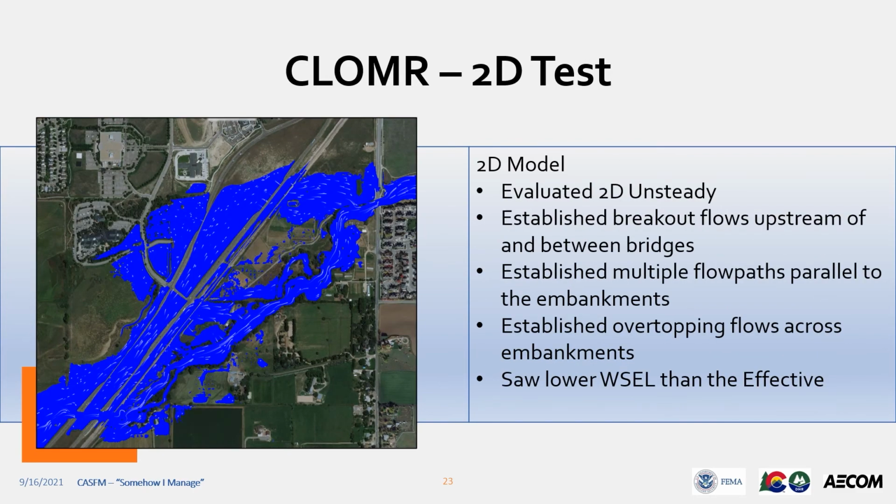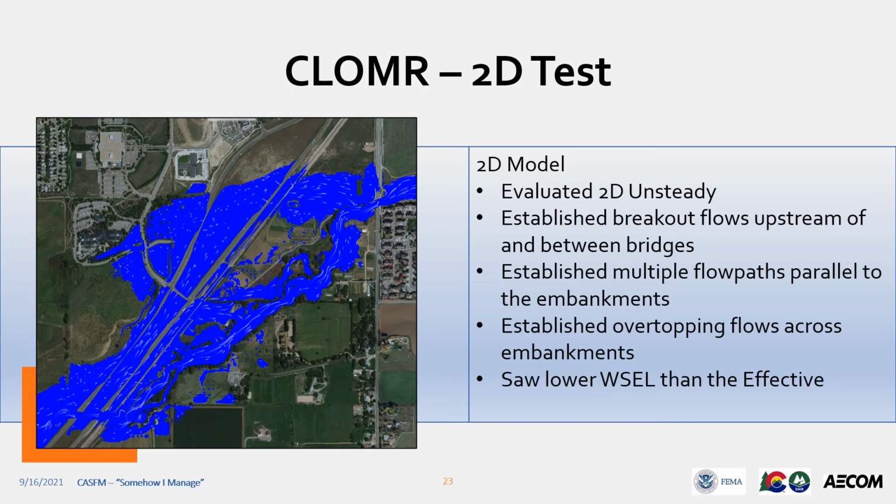To take a closer look at the hydraulics of the area, we evaluated it using a 2D unsteady model. This showed us that there were multiple breakout flow paths upstream of and between the bridges. You can see the direction of flow from the particle tracking in the figure to the left. These multiple flow paths ran parallel to the embankments. This also told us that there were exchanges of flow across the embankments. So we got a pretty good idea of the multiple flow paths through the area, and we also noticed that this unsteady run calculated water surface elevations much lower than the effective.